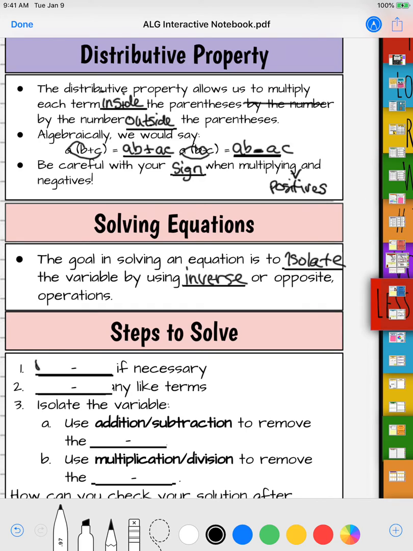So steps to solve: we're going to distribute, we're going to combine any like terms, isolate the variable, use addition or subtraction to remove the constant, use multiplication or division to remove the coefficient. Just like that.